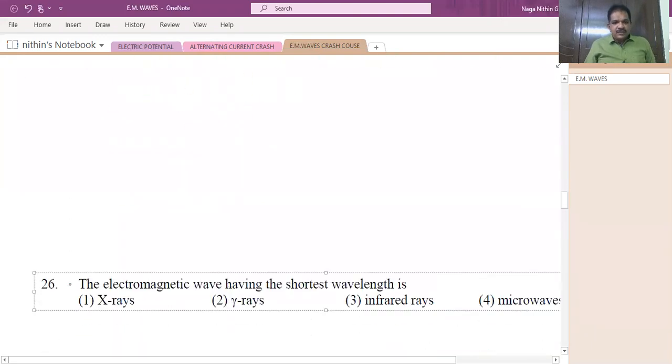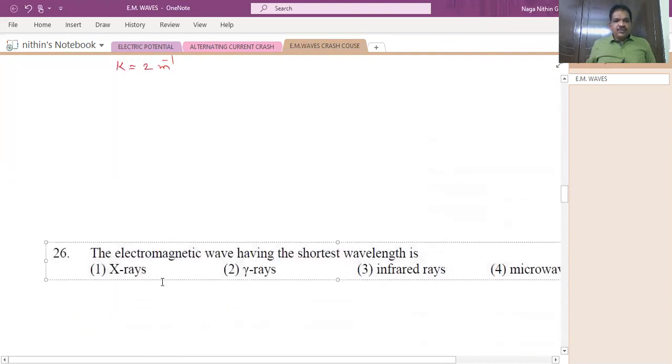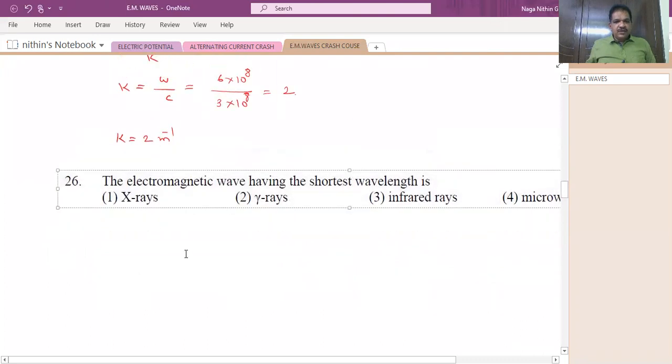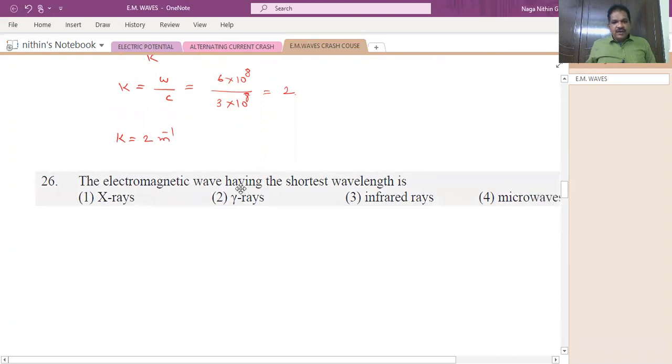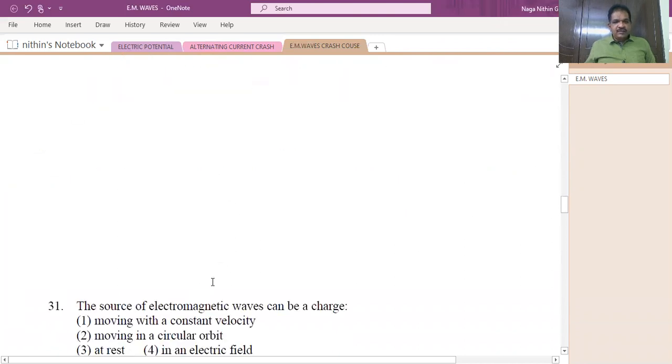Okay, see the next question. Which range of the electromagnetic wave is having the shortest wavelength? The gamma rays will have the shortest wavelength. So this is the answer for it.